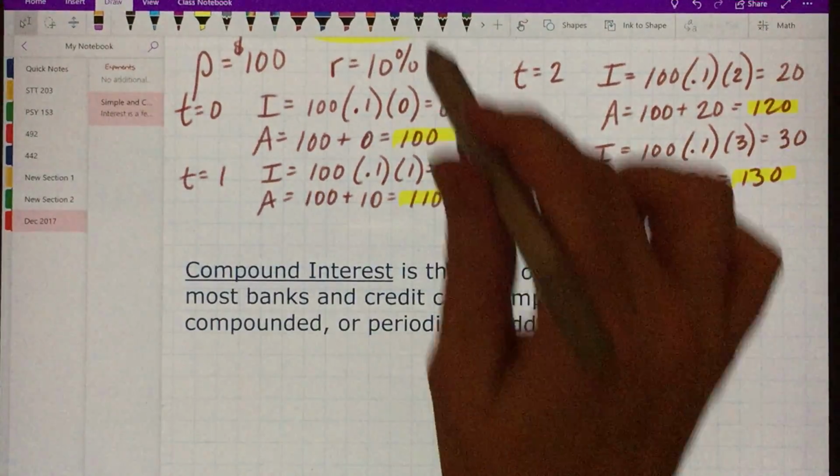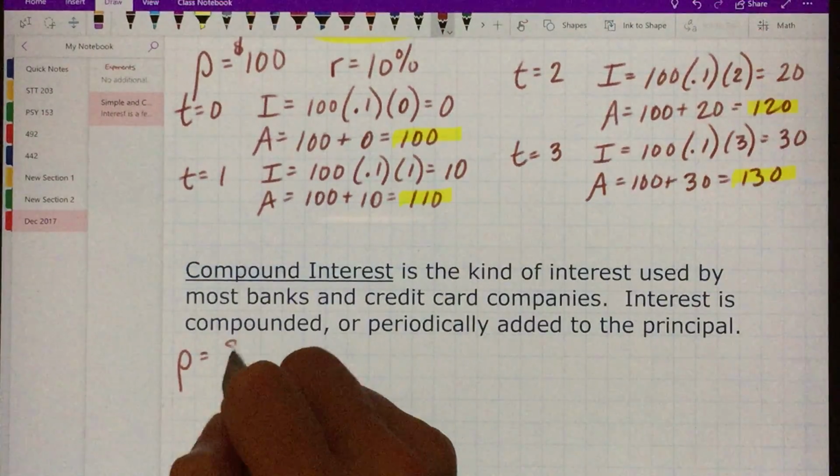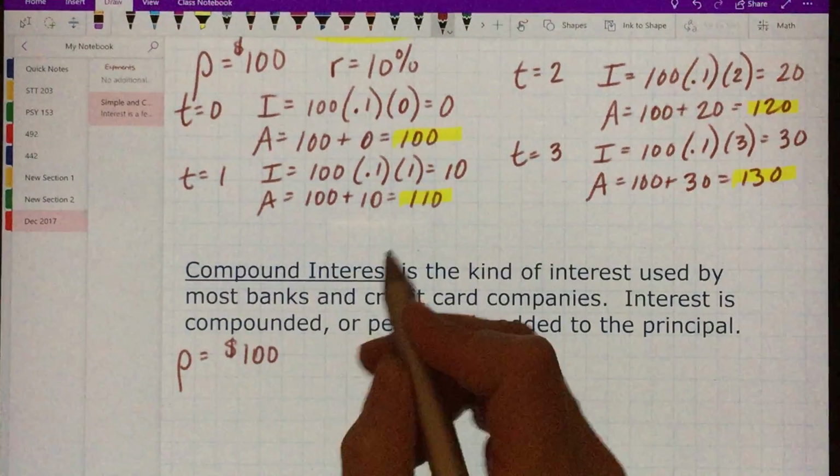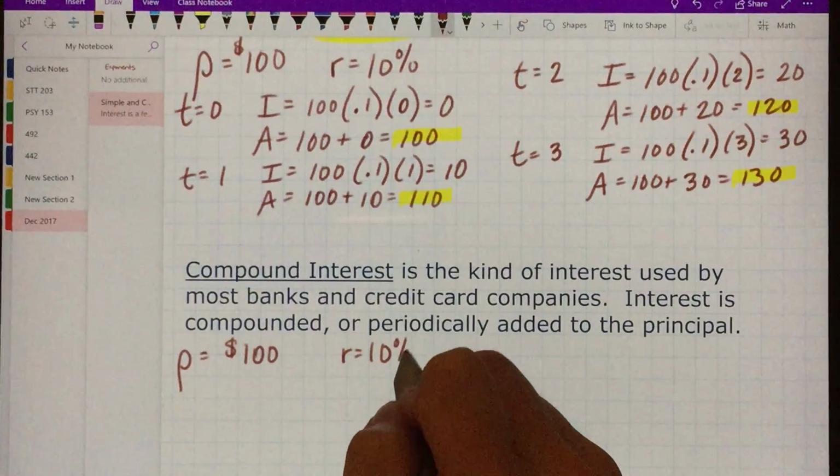With compound interest, we can have, let's look at the same principal, $100, at the same rate, 10%.